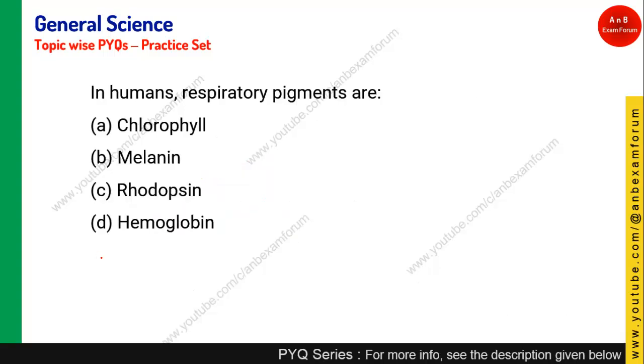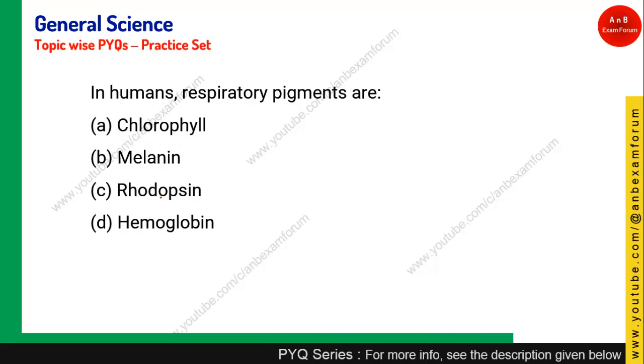Let's see the next question. A very simple one. Human being respiratory pigment are chlorophyll, melanin, rhodopsin and hemoglobin. As you know, chlorophyll is present in the plants. Okay, so this is not found in human body, so you can eliminate.